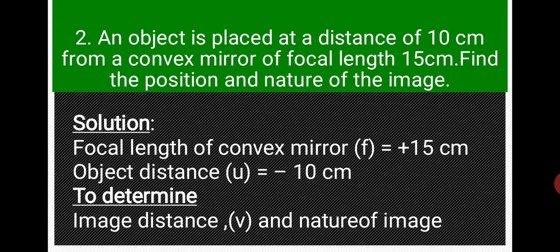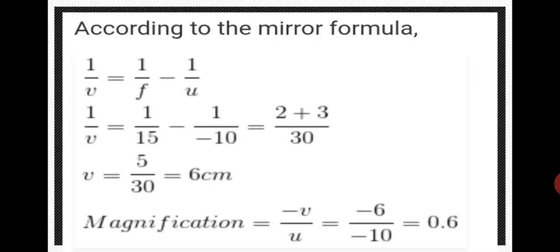So here it is said it is a mirror. The focal length of the convex mirror is represented as plus 15 centimeter, and the object is placed at a distance of 10 centimeter. So always you should take the object distance as minus 10 centimeter. In all cases, whether it is lens or mirror, the object distance should be taken as negative. And here you have to determine the image distance and the nature of the image.